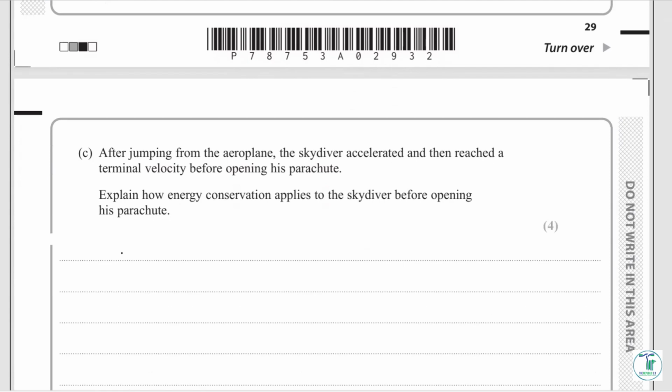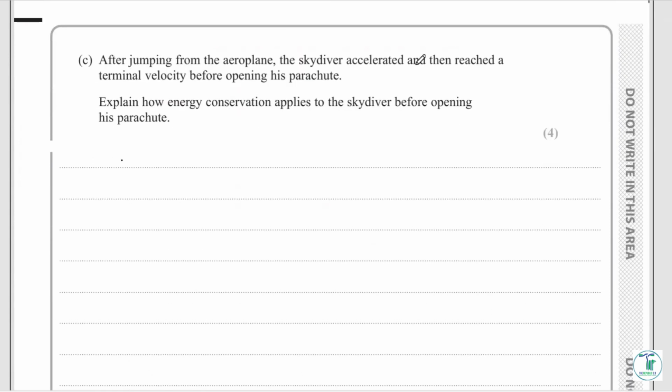In the BC part, after jumping from the aeroplane, the skydiver accelerated, and then reached a terminal velocity before opening his parachute. Explain how energy conservation applies to the skydiver before opening the parachute.